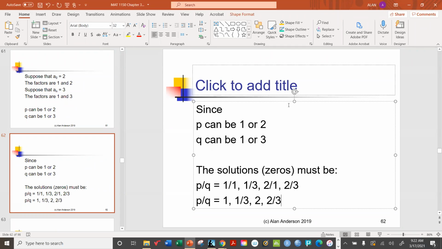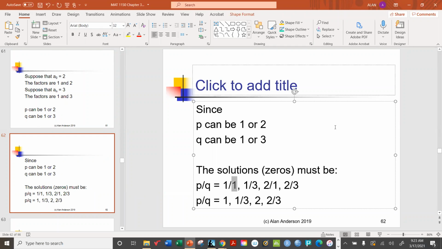Since there are 2 P's and 2 Q's, there must be 4 different ratios that I can form from those choices. I took the 1 for P in these two cases, and here I set P equal to 2. Then for each P, I try both Q's, which are 1 and 3. The ratios of those are the numbers that must be my solutions. So I'm guaranteed here to have 4 solutions: 1, 1/3, 2, and 2/3.